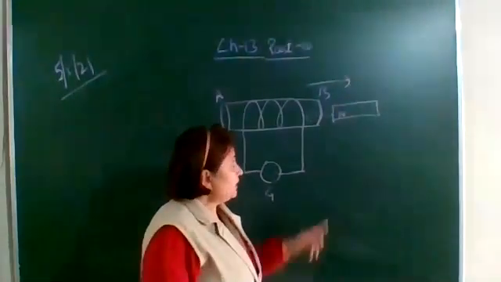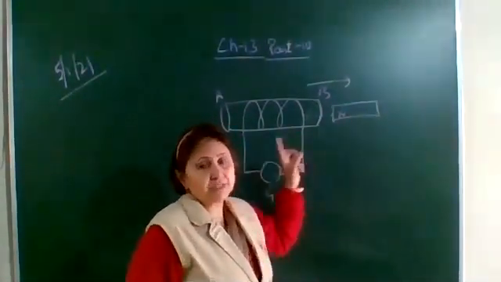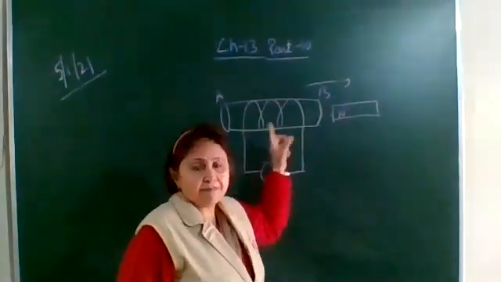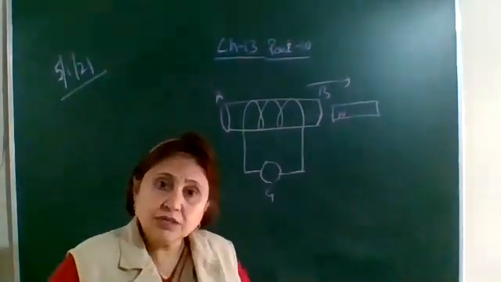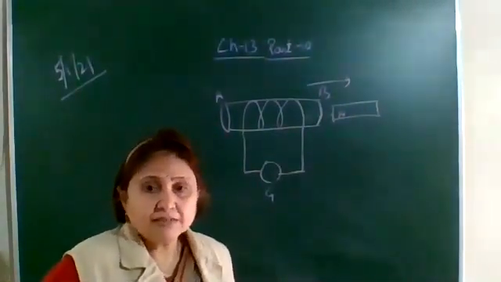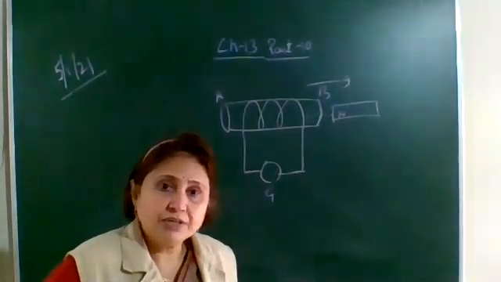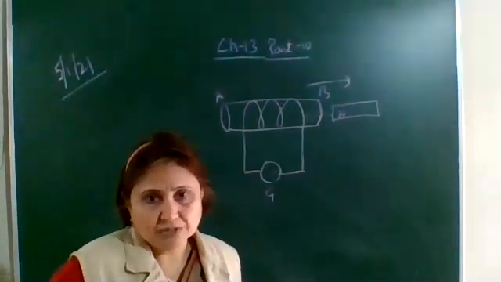So there should be the motion of the coil with respect to the magnet, or the magnet with respect to the coil, then only the current will be produced. And this phenomenon of inducing current, we call it electromagnetic induction.